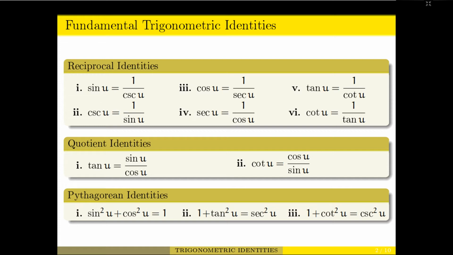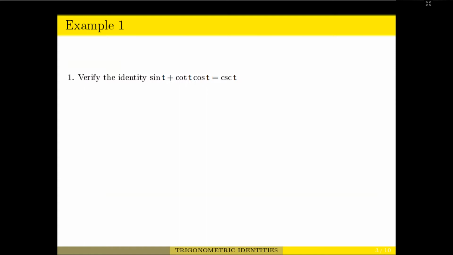Now let's look at some examples. Verify the identity sine t plus cotangent t cosine t is equivalent to cosecant t. Now, there is no standard way of proving trigonometric identities. You can simplify only one side of the equation or manipulate both sides depending on the complexity of the problem. An easier way of proving is by simplifying the more complicated side.